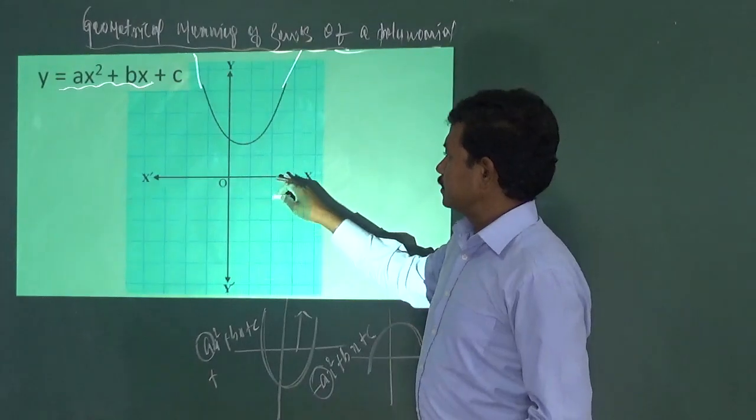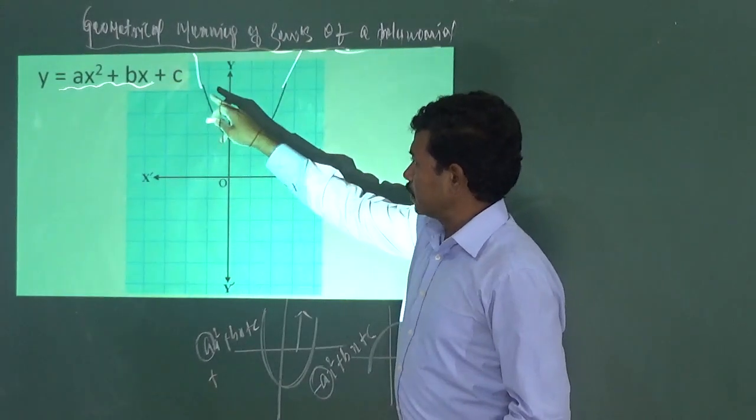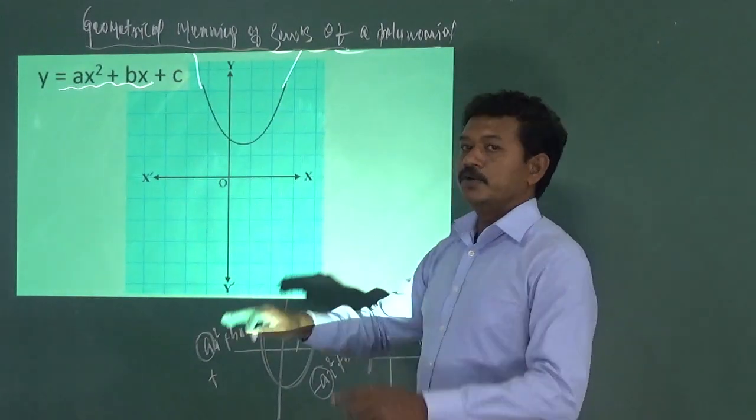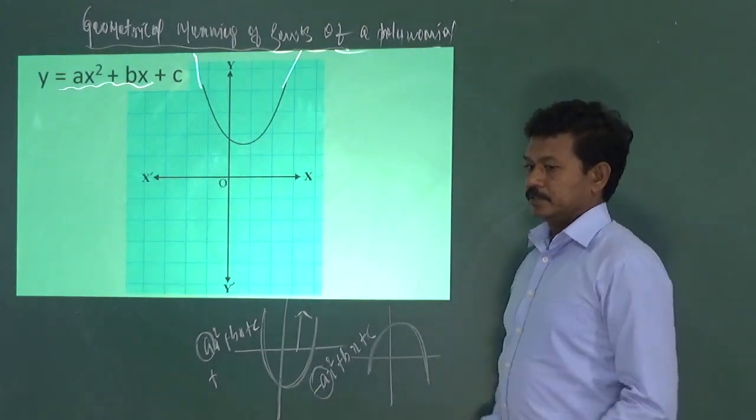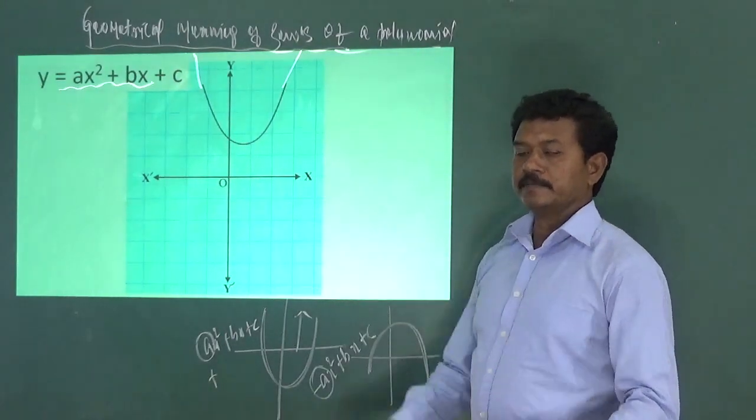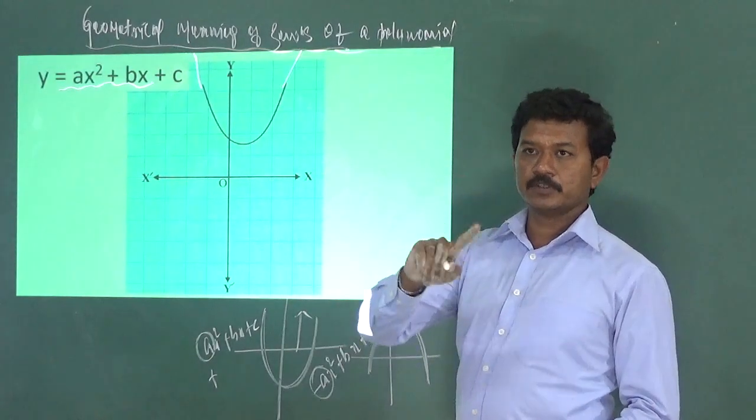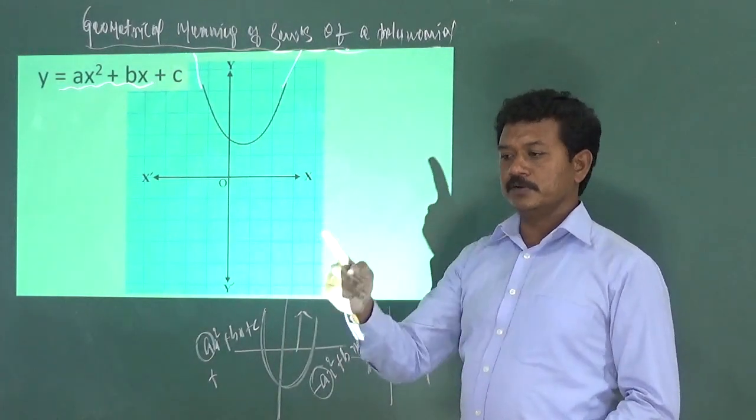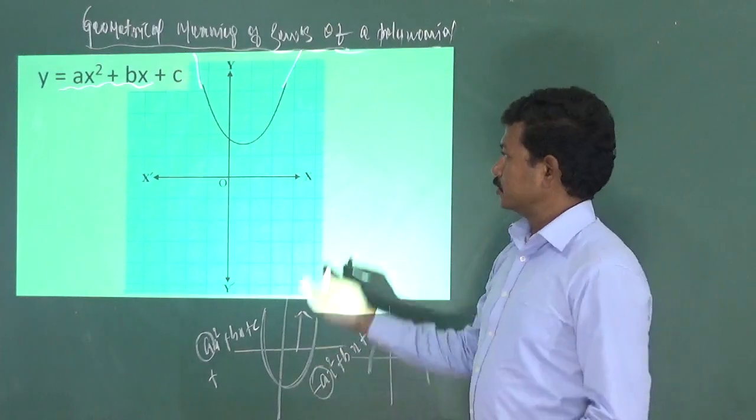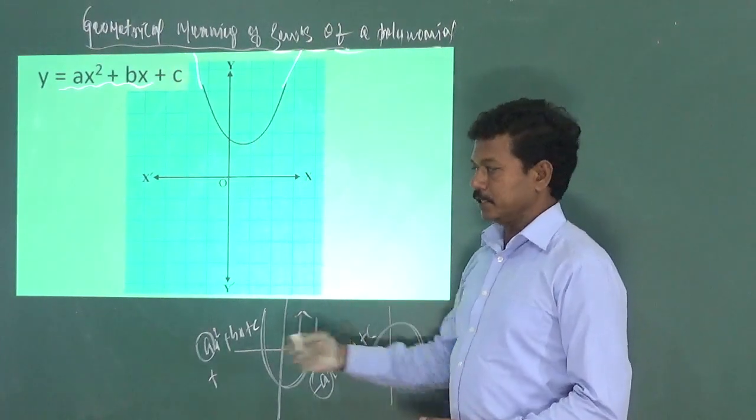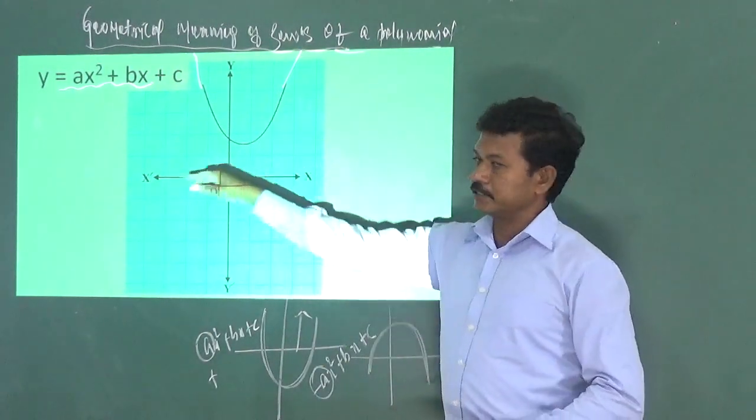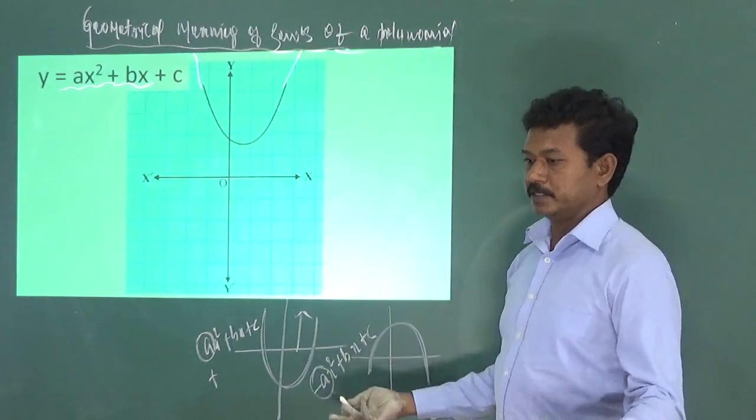So therefore, this quadratic polynomial has no zeros. I told you earlier, I will tell you once again, a quadratic polynomial can have at most two zeros, or one zero, or no zeros. So this is how no zeros comes, because the parabolic curve will never intersect the x-axis at any point. Okay, next.